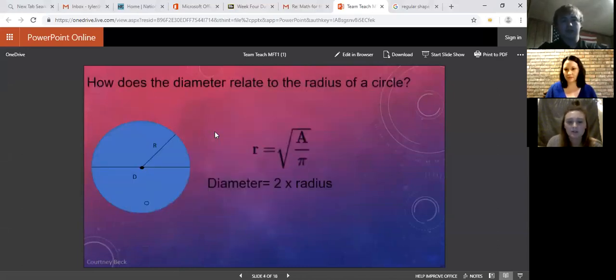Courtney, how does the diameter relate to the radius of a circle? Well, the diameter is a line that divides the circle in half, and the radius is any line that goes from the midpoint to the edge. So therefore, the radius is half of the diameter. So to get the diameter, you would multiply the radius by 2.